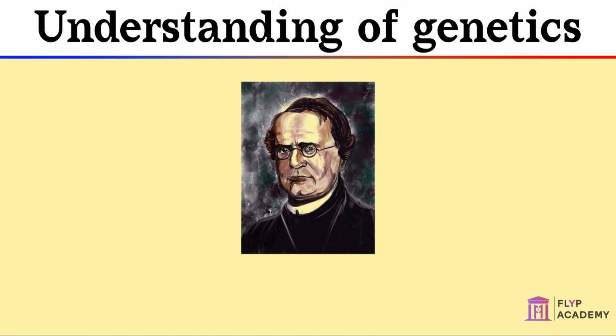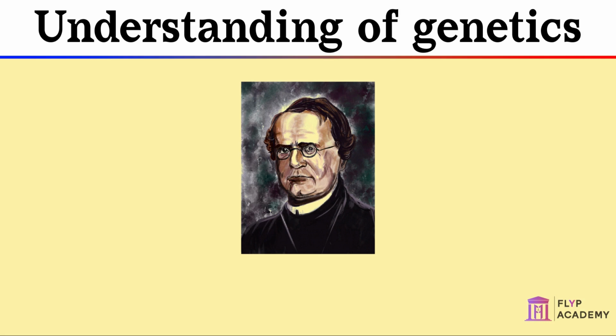Mendel crossbred pea plants of different colours and observed patterns in inheritance. He theorised that characteristics were passed on through units from the parents to the offspring. He realised that some of the units could be present but not expressed. He found this in breeding white and purple pea flowers.